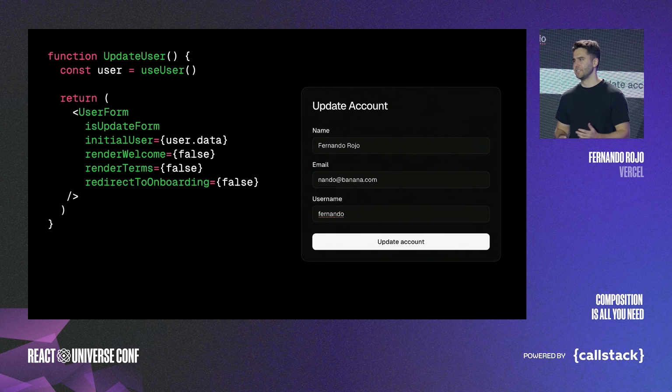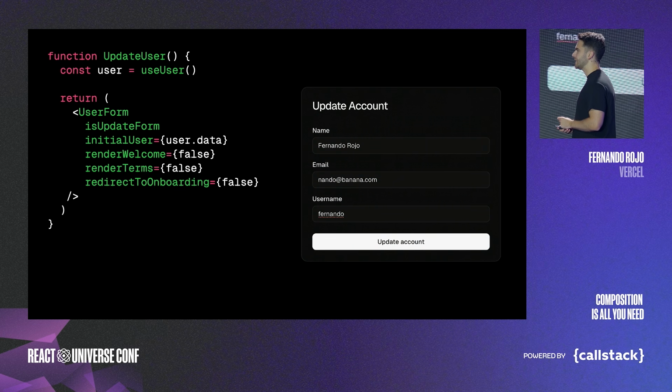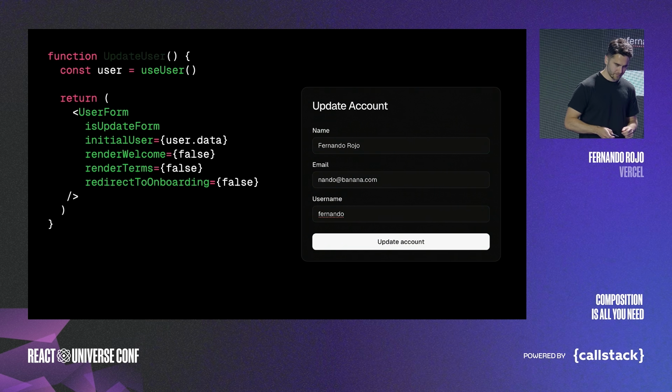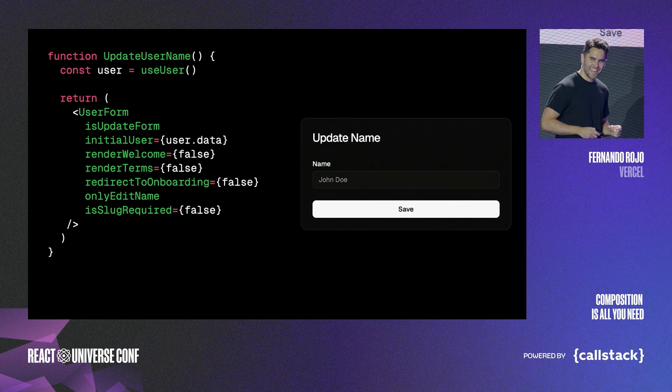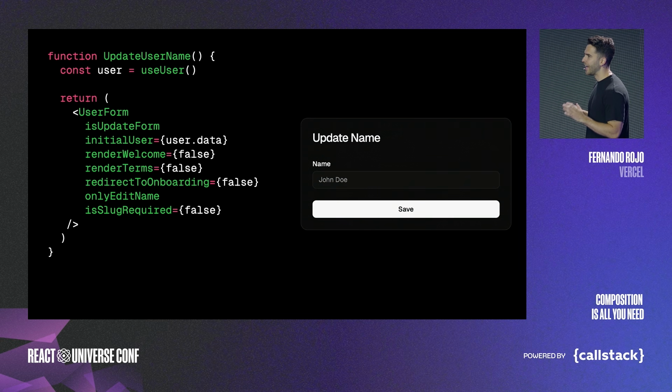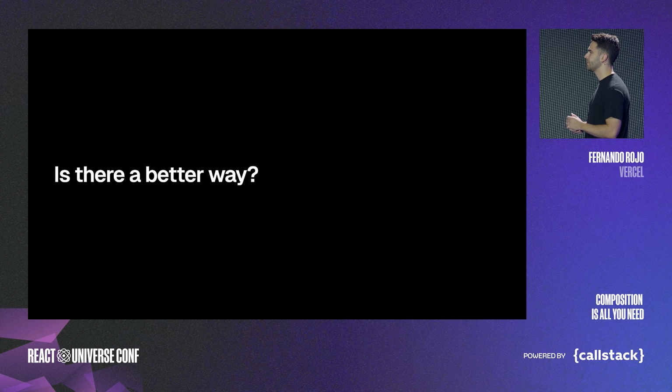And then it happens. You need a component for only updating the user's name. So maybe you create an updateUser_name component. And you pass only editName as a prop. And maybe you need to set isSlug_required to false. And I know if you've written React for long enough, you have a lot of code that looks like this. And I'm sure you don't like peeking inside of user form because it's a complete mess. And the question is, is there a better way?